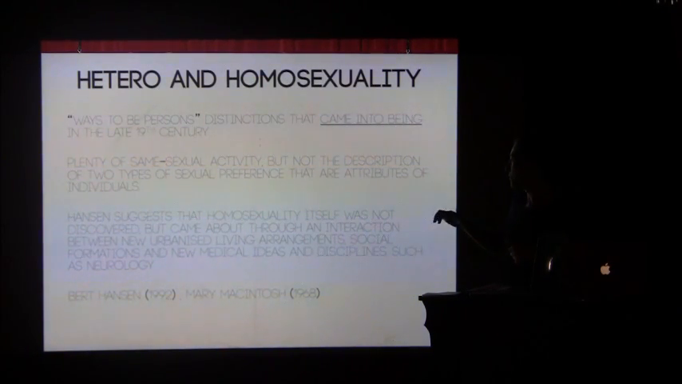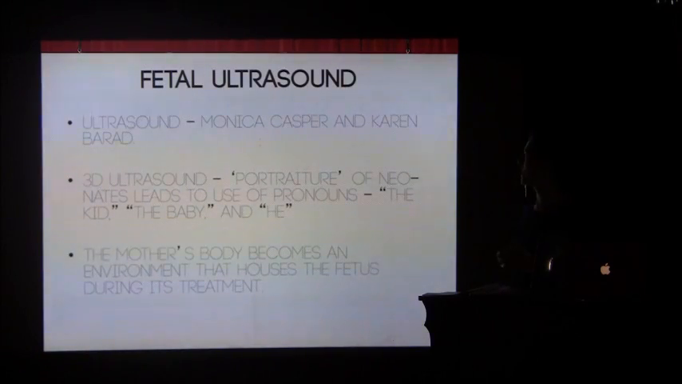And so Bert Hansen talks about homosexuality as not being discovered, but being something that came about through an interaction between urban living, social formation, new medical ideas. Groups of people forming and sharing ideas amongst one another in neurology. So these are things that come into being that we think of as extremely fundamental to who we are, but actually they offer ways of understanding who we are and what we are.